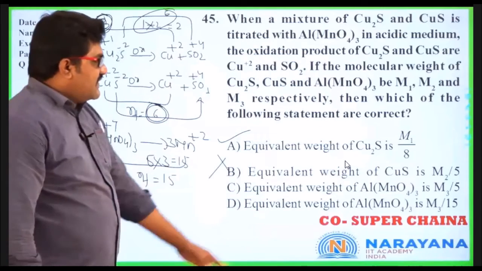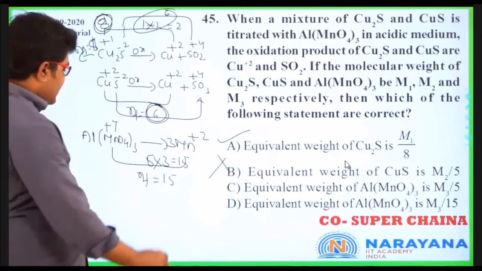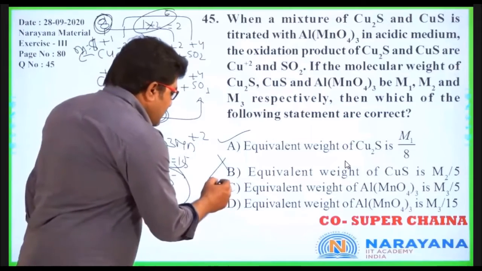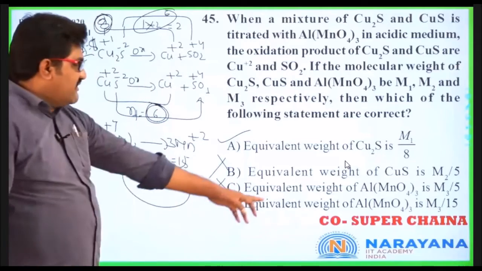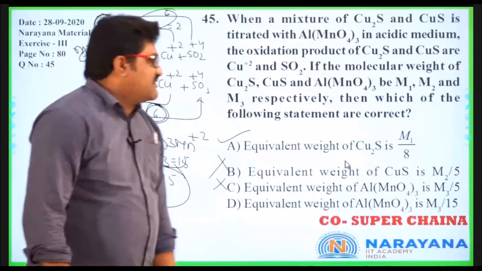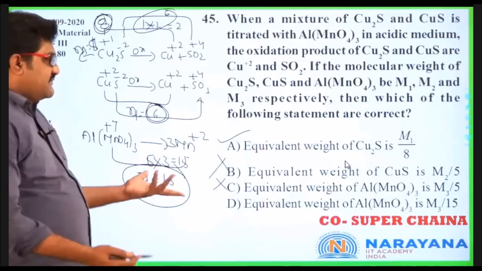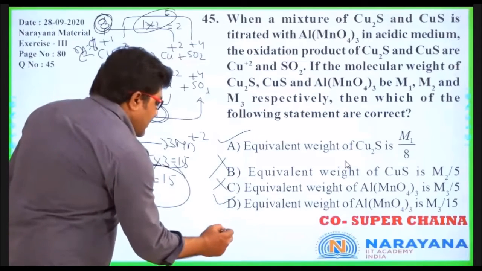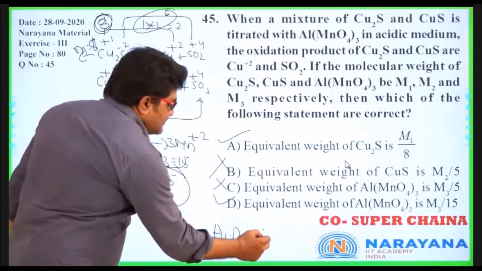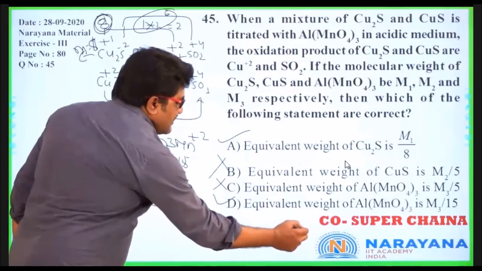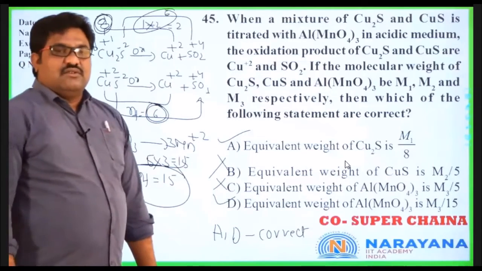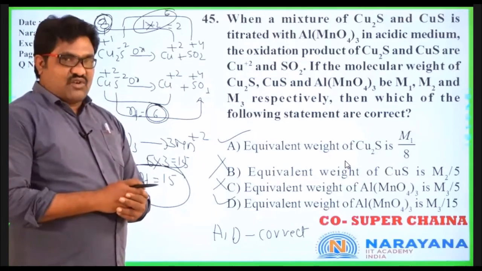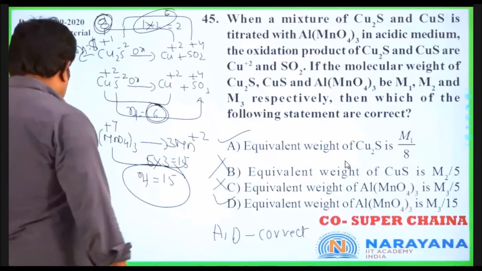And equivalent weight of aluminium permanganate. What is the N factor for aluminium permanganate? 15. So equivalent weight of aluminium permanganate is M3 by 15. So N factor is 15, so this is correct. So among the given options, A and D are correct options. This is a one or more than one correct option question. Okay, let us go for the next one.